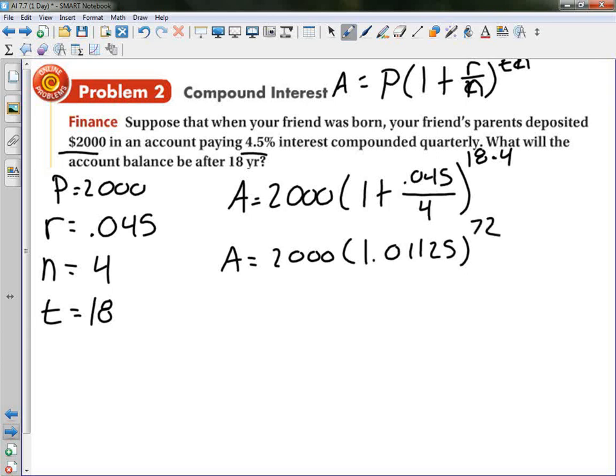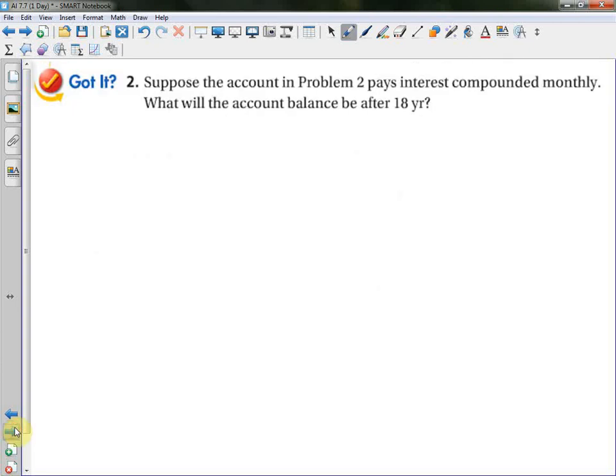And 18 times 4 is 72. Now I think I can plug all that in the calculator without making a mistake. 2,000 times 1.01125 to the 72nd power is 4,475.53. So the $2,000 has grown to just under $4,500 for his 18th birthday. All right, here's a compound interest problem for you. When it's compounded monthly, there's 12 compounds per year.